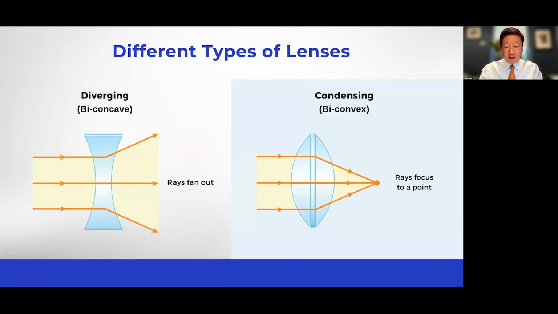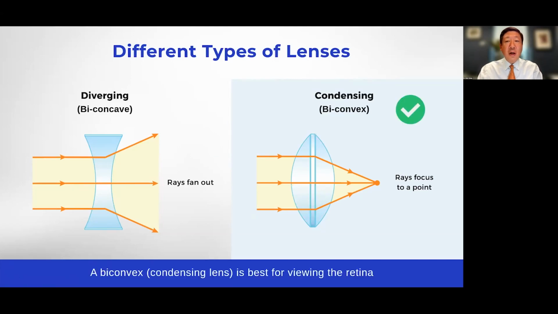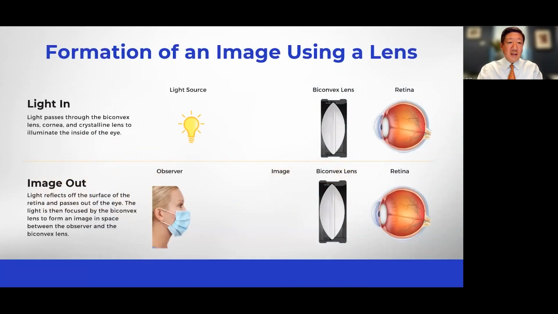So there's several kinds of lenses that are present. Two important ones are a diverging lens, a concave or biconcave lens where the rays fan out, and a condensing lens or a biconvex lens where the rays are focused by the lens. And these are the ones that are used for diagnostic examinations. This is the best kind to use in the retina.